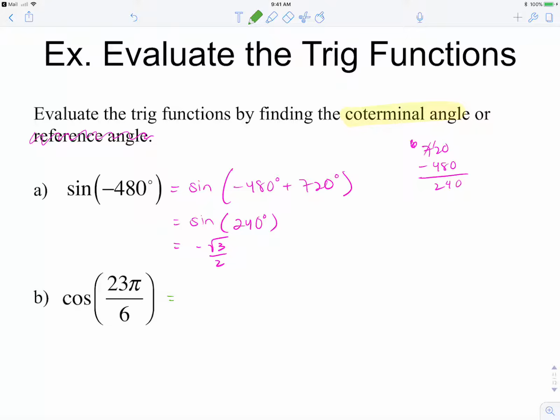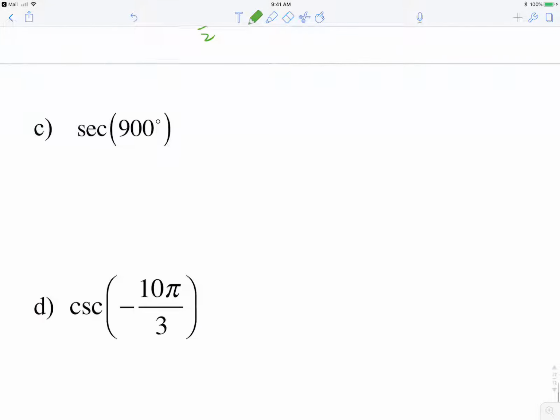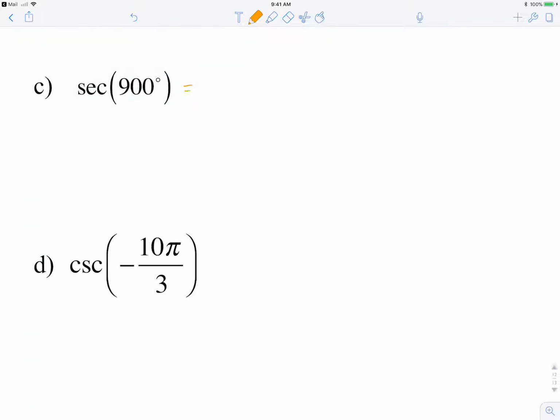Okay, so cosine of 23 pi over 6 will be equivalent to cosine of 23 pi over 6 minus 12 pi over 6. And that will be cosine of 11 pi over 6, which is equal to positive root 3 over 2. All right, 900 degrees we've already looked at for the coterminal angle. So secant will be secant of 900 degrees minus 720 degrees, which we said earlier is equal to 180 degrees. Secant is the reciprocal of cosine. Well, cosine of 180 degrees is negative 1, so the reciprocal of negative 1 is just negative 1.